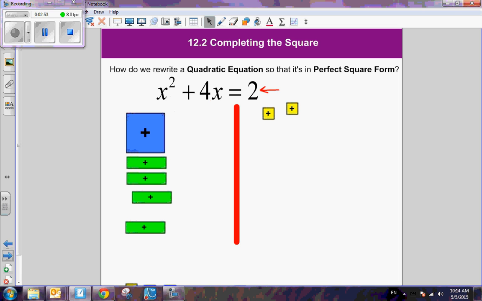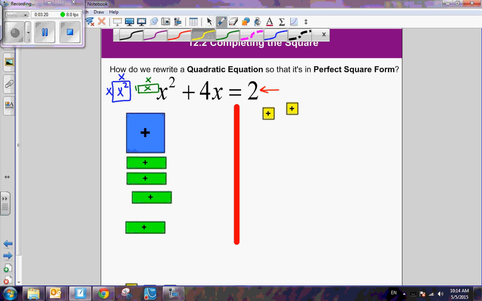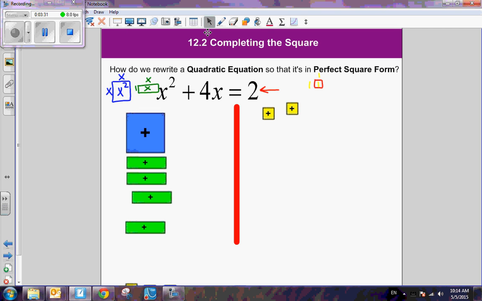So in order to explain this concept, I'm going to use algebra tiles. Now, if you remember from a long time ago, this large blue square represents an x squared because it has a dimension of x by x. And the green rectangles represent the variable x because it has a dimension of 1 by x. And last of all, the little yellow square is 1 by 1, which represents 1. Okay, well, let's get going.